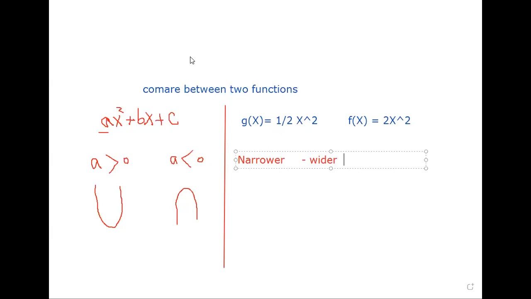Can anyone tell me which one will be narrower, the parent graph, g of x or f of x? The f of x, it will be narrower. Why? Because it's more than 1.